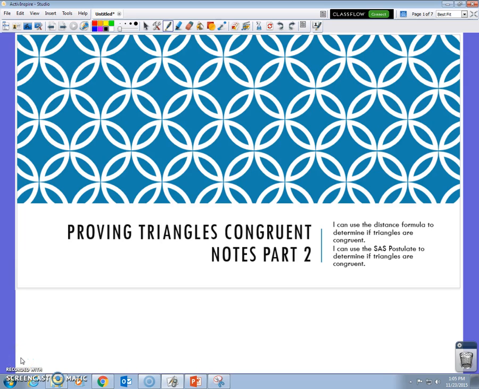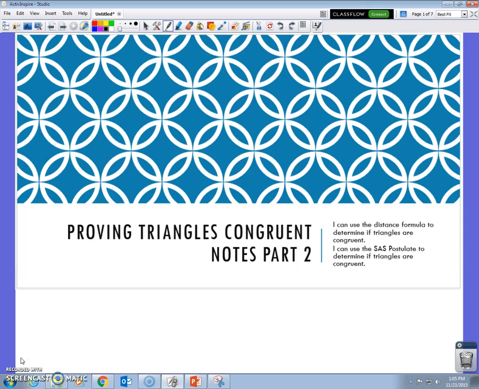Alright, this is Mr. Gillum, and today we're going to start proving triangles are congruent using another postulate, the side-angle-side postulate. But before we get into that, we need to talk more about the side-side-side postulate. What it says, if you remember, is that if all the sides of two triangles are congruent, then the triangles are congruent, because the angles must also match.